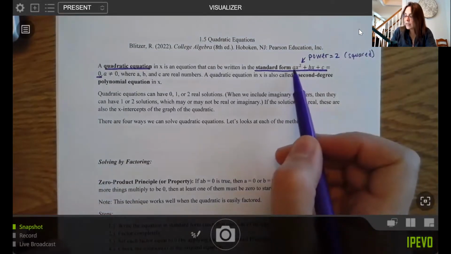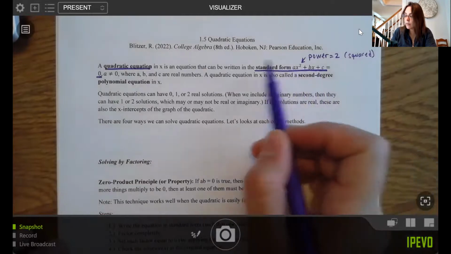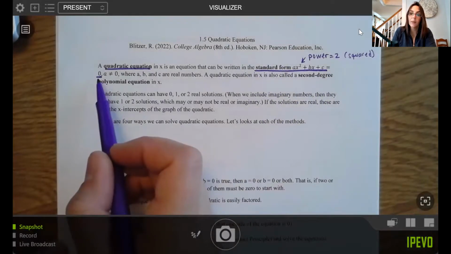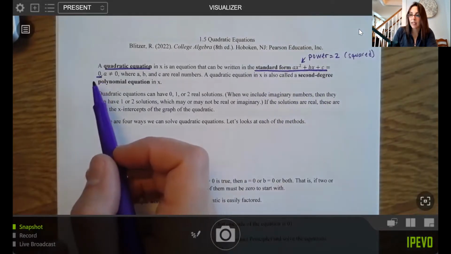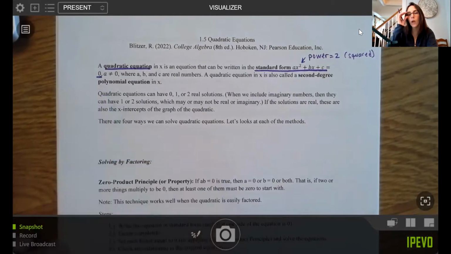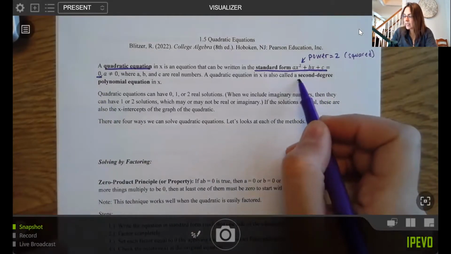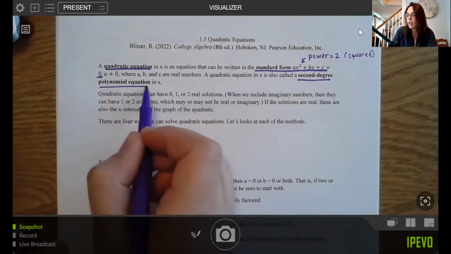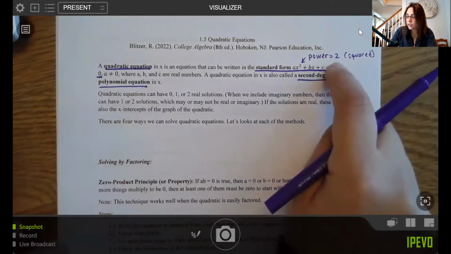Now, obviously these values can be rearranged, but when we say standard form, you do have one side equal to 0. And that's actually important in some of our solving techniques, which we'll see below. We also call it a second degree polynomial equation because your highest degree here, or your highest power in this case, is 2.